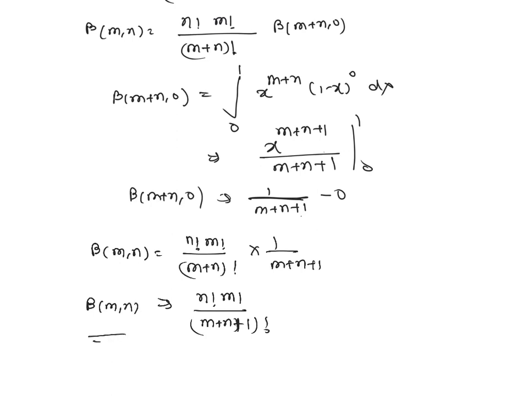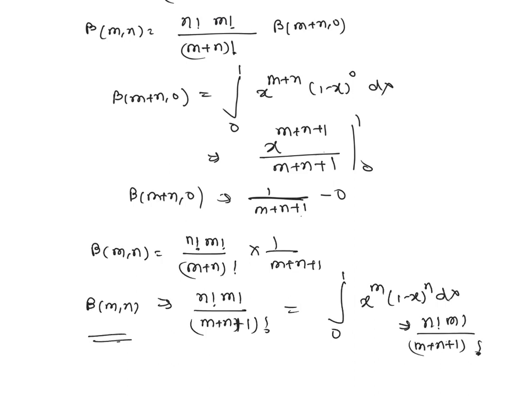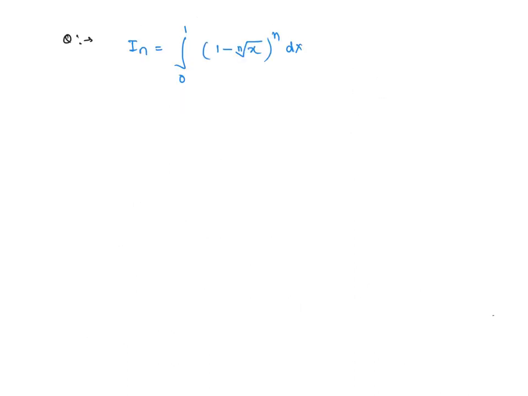Correct this one. So this is nothing but integration of 0 to 1 x power m into 1 minus x power n dx. Integration is nothing but n factorial into m factorial divided by m plus n plus 1 factorial. Correct this one? Understood?